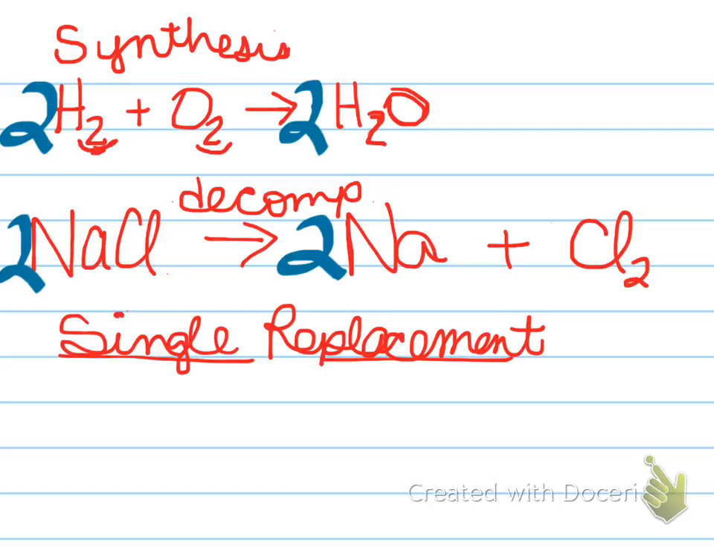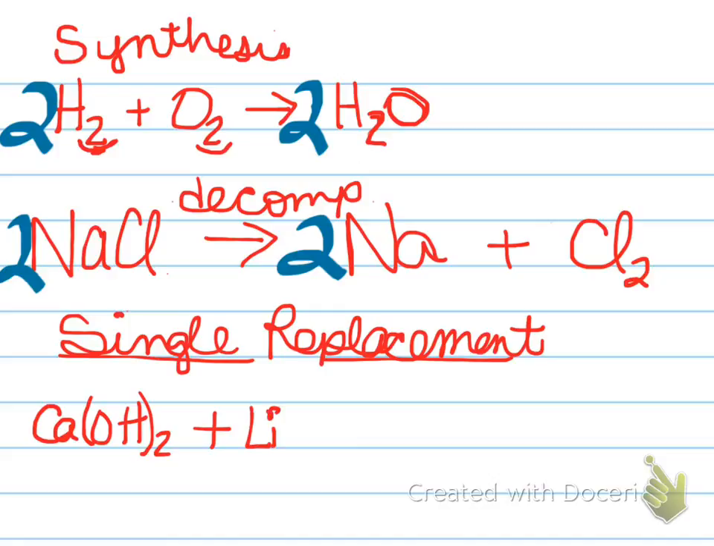Let's take your textbook and remind you that in order for these to occur, you have to have an activity series. Of course, you can look up an activity series online, and you will be given an activity series; you will not be expected to know these. So let's just take maybe some calcium hydroxide. Let's just say calcium hydroxide. And then you have some lithium.